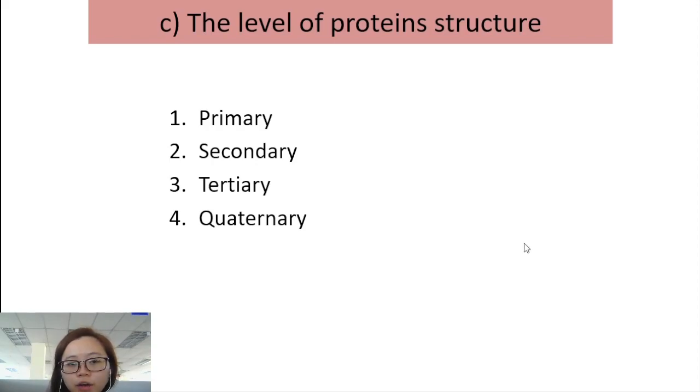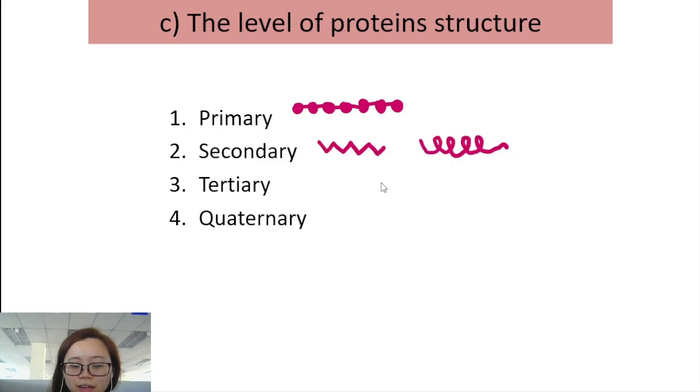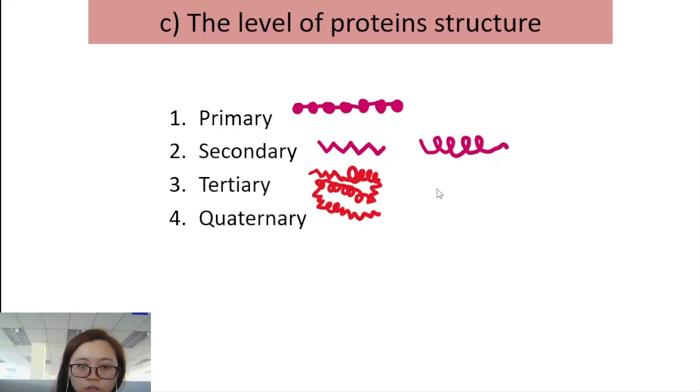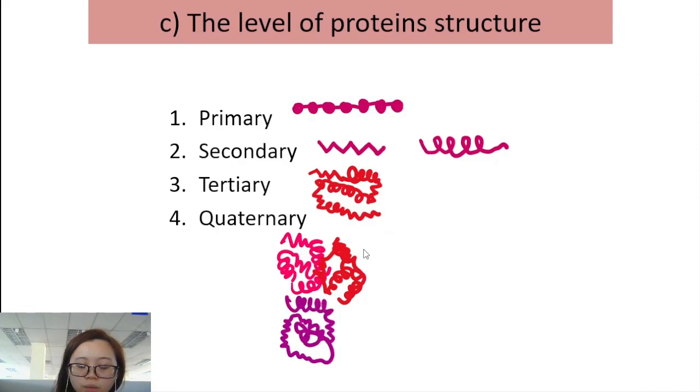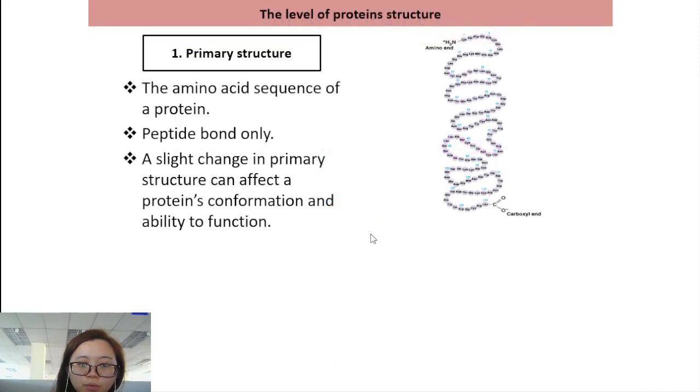Proteins can have primary level structure, where it is a single line of amino acids. It can have a secondary structure, where it folds into this or into this. Later we will see it one by one. It can be tertiary structure. It can be quaternary structure, where you have more than one polypeptide. Okay, so let's look at each of these structures one by one.